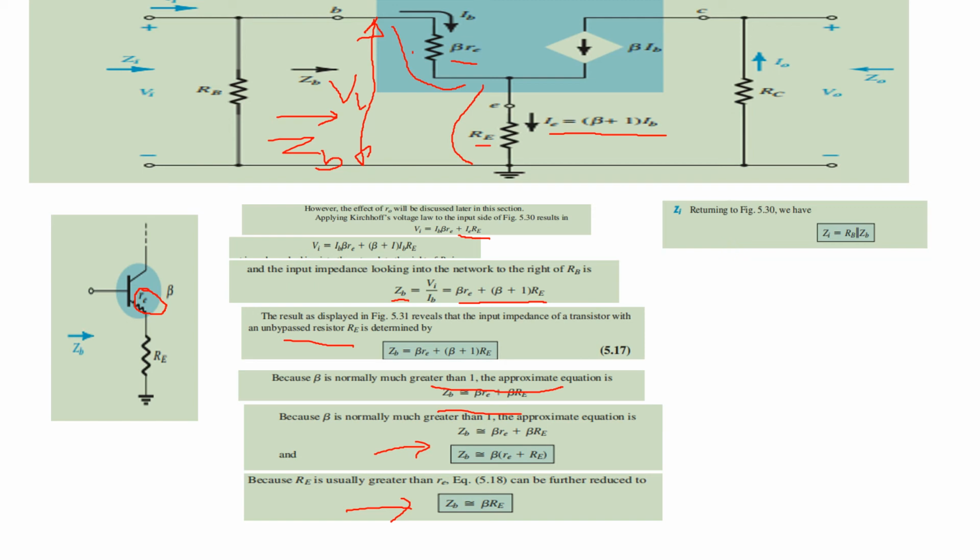So now we are in a position to find out the input impedance Zi. Zi is equal to RB parallel ZB. Output impedance Z0 is nothing but equal to RC, because this will be open circuit.